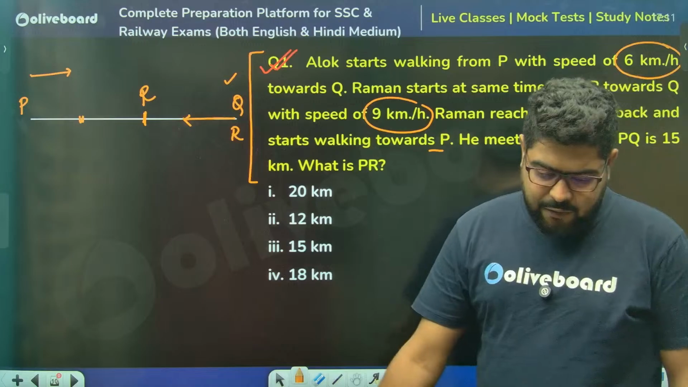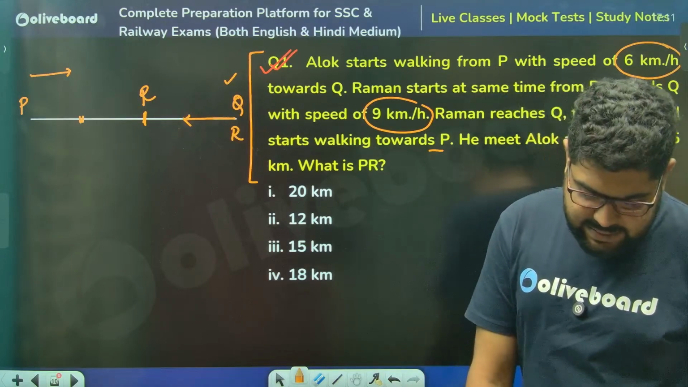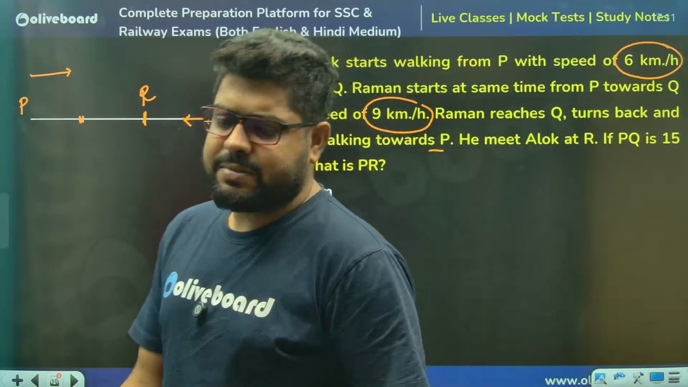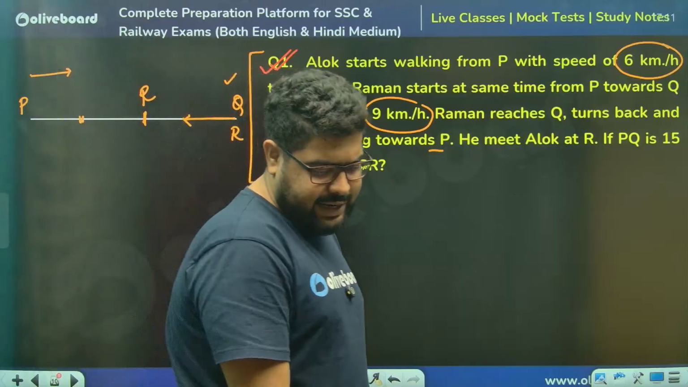You have an interview of which bank? This year, the SBI PO notification came just 2 days ago, right?